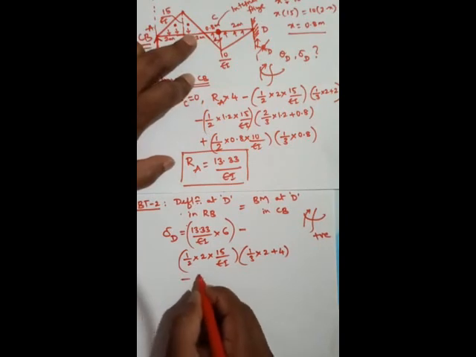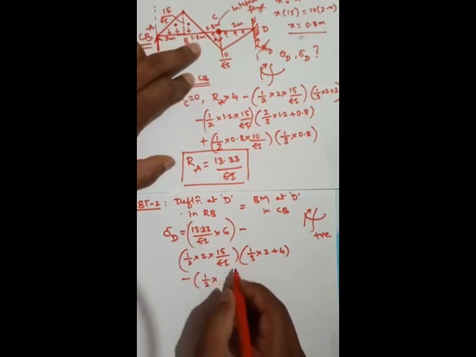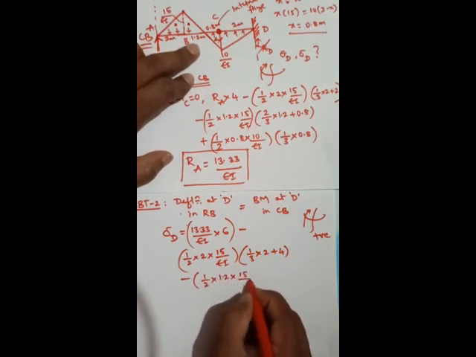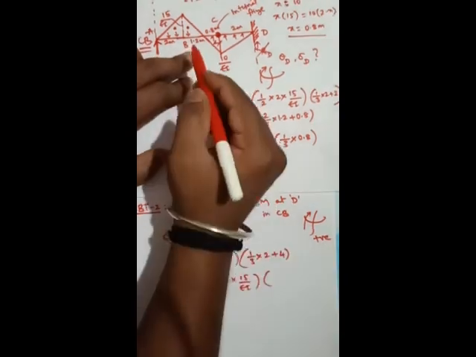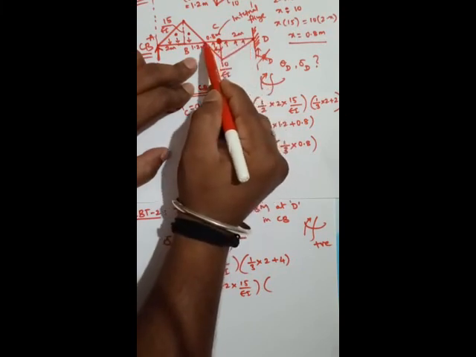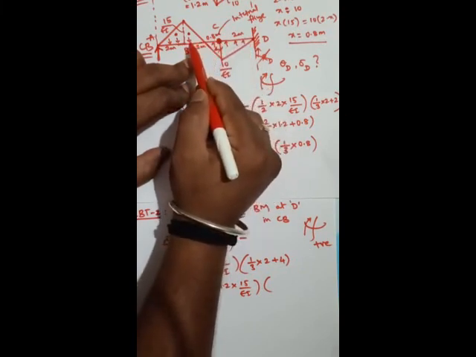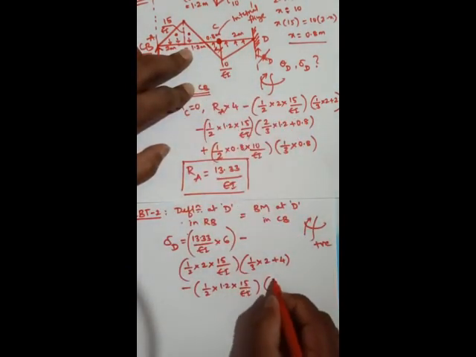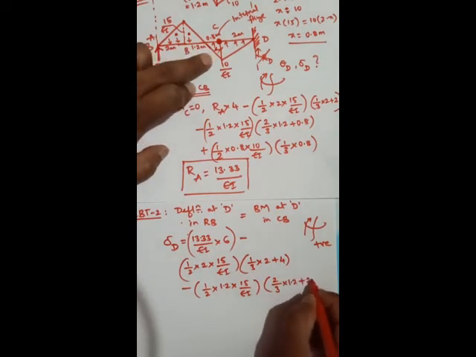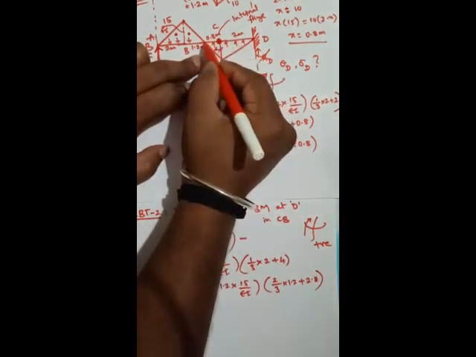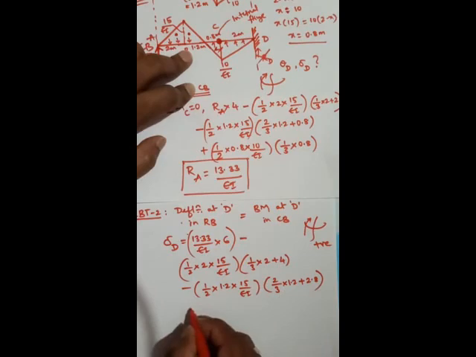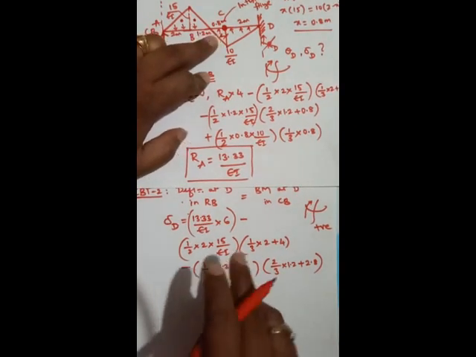So next, minus, area of this triangle is half into base is now 1.2 into height is 15 by EI into perpendicular distance. CZ is here, from here to here. From here to here it is 2 meters. From here to here it is 0.8 meters. From here to here it is 2/3 of 1.2. Correct. So 2/3 of 1.2 plus total is 2.8. So here to here 2.8 plus 2/3 of 1.2.